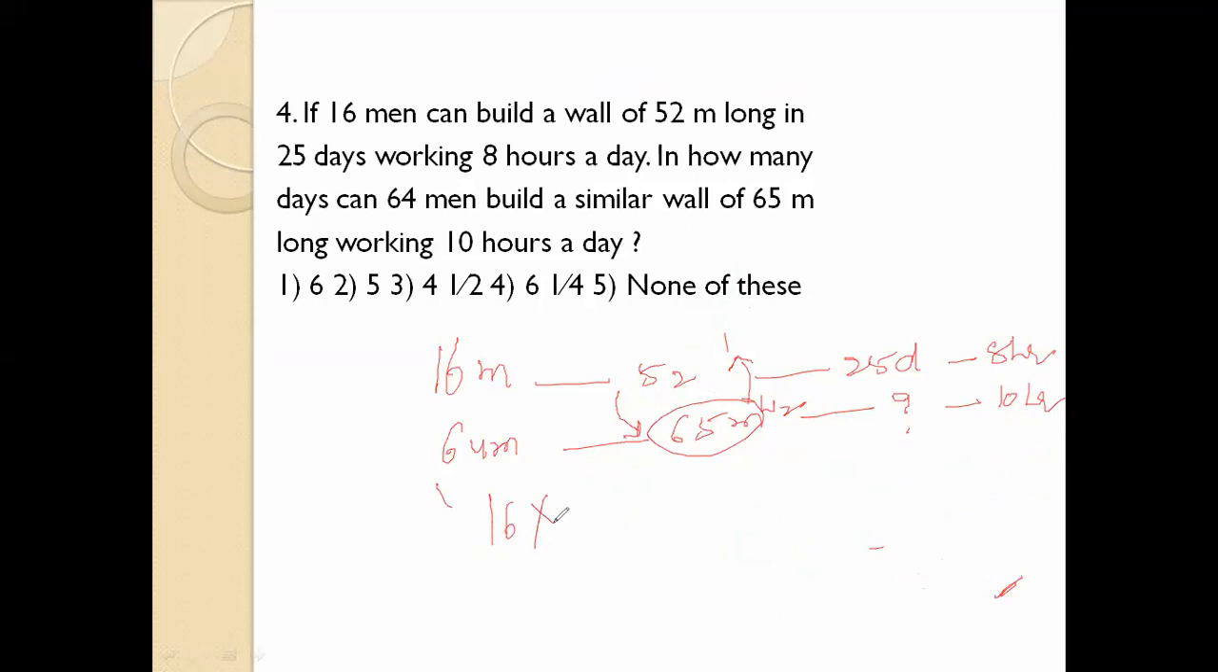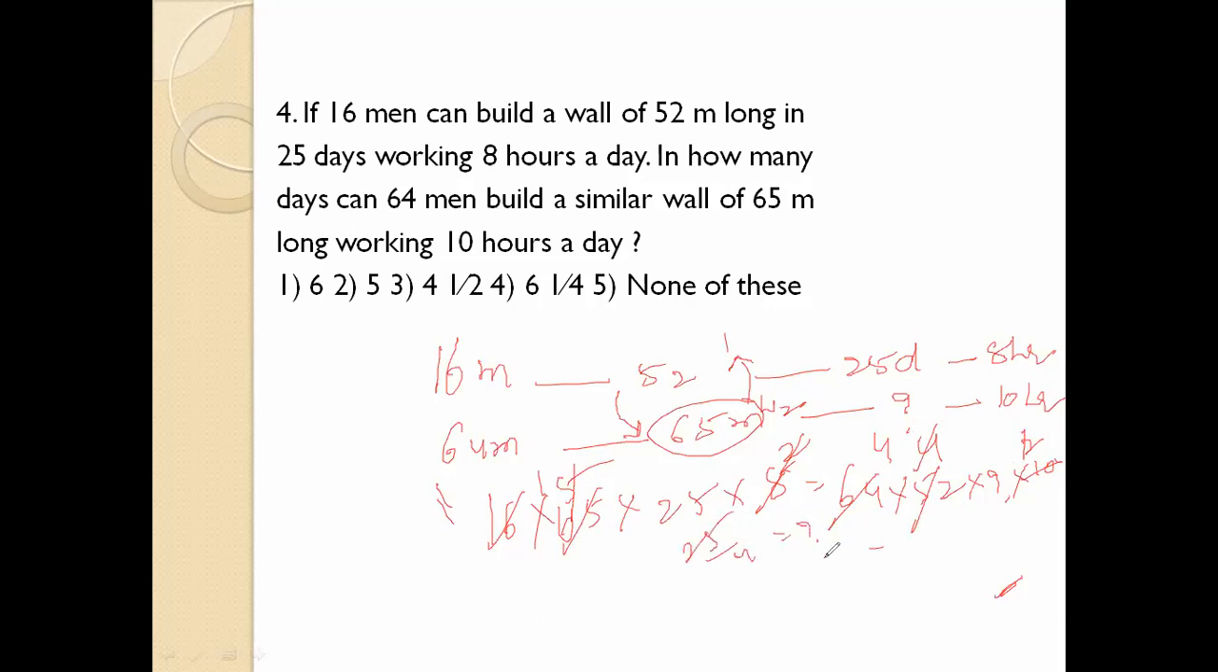Now 16 into 65 into 25 into 8, not 10 here. So 64 into 52 into question mark into 10. Now 16 1 ja, 16 4 ja, 13 5 ja, 13 4 ja, 5 1 ja, 5 2 ja, 4 1 ja, 4 2 ja, 2 2 get cancelled. Yeah, 25 by 4 equal to question mark, 4 6 ja 24, carry 1, 6 1 by 4 days.